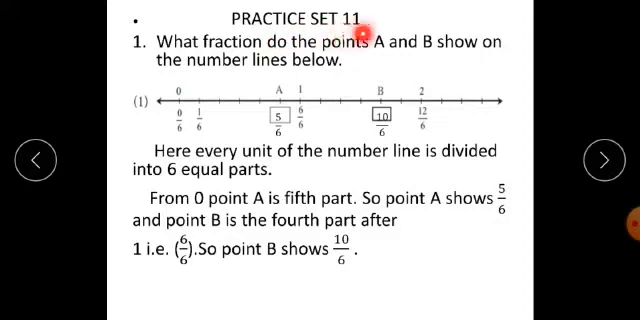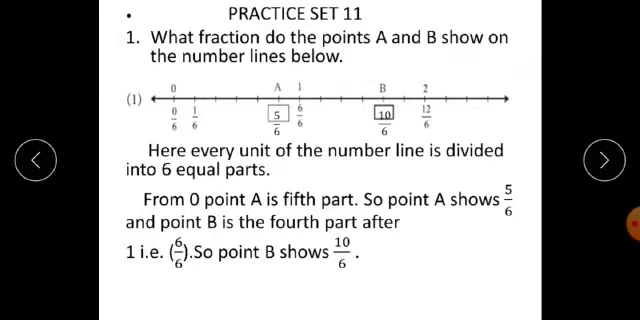Let's start practice set 11. What fraction do points A and B show on the number lines below? First one: here they have shown the number line, and if you see very carefully, this is 0 and this is 1. The unit distance has been divided into 1, 2, 3, 4, 5, 6 equal parts. Here every unit of the number line is divided into 6 equal parts.